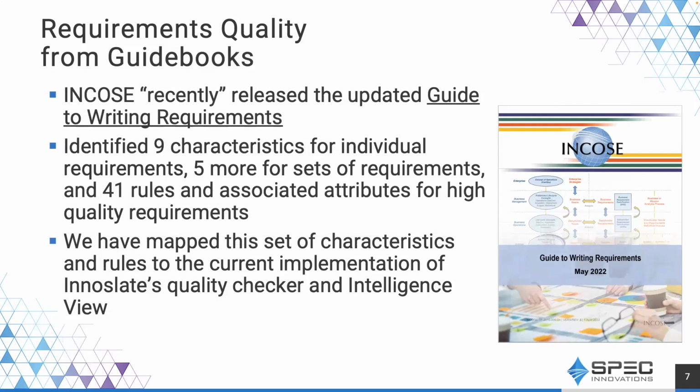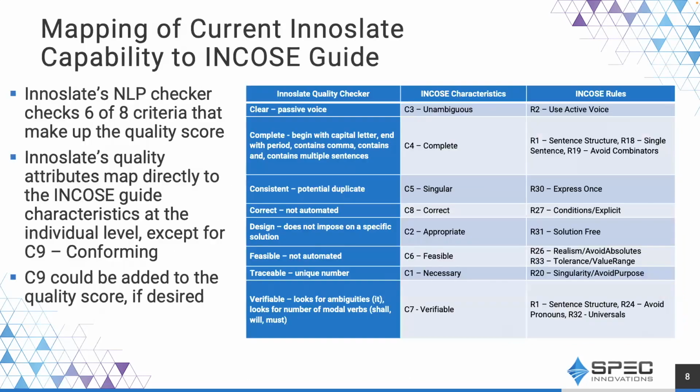And so there you've identified 9 characteristics for individual requirements, 5 more for sets, and the 41 rules associated with them. We spent a fair amount of time trying to map the set of rules and characteristics to what we do currently in the quality checker in Innoslate. And the next slide has our attempt at that mapping at a high level. You can see at least the key characteristics. So we do have coverage of the basic characteristics in our categories, at least I'd say, 8 out of the 9. Conforming was one we weren't quite sure about.